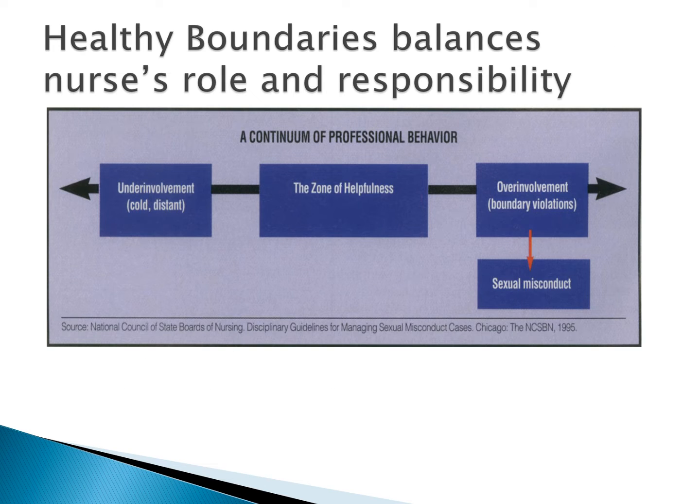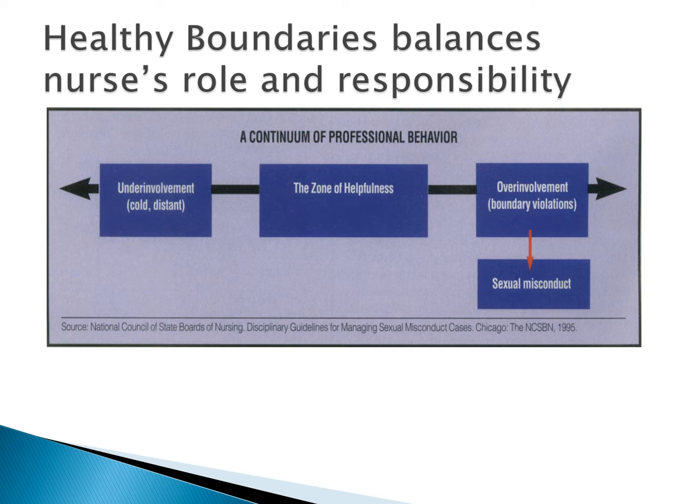As I was researching for the seminar paper, I saw these parameters so many times that I had to add it to my presentation, and it is the continuum of professional boundaries. This sets up the standard for a nurse to see where they are as a professional. In the middle zone is the zone of helpfulness, on the right side there is under involvement, and on the left side is over involvement.